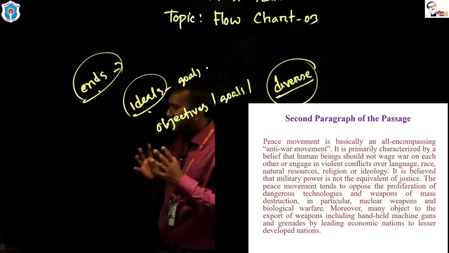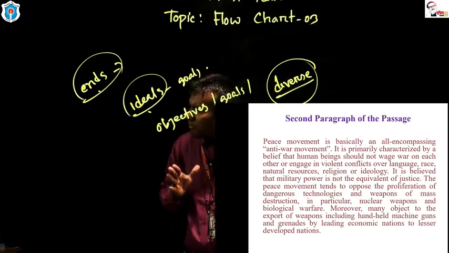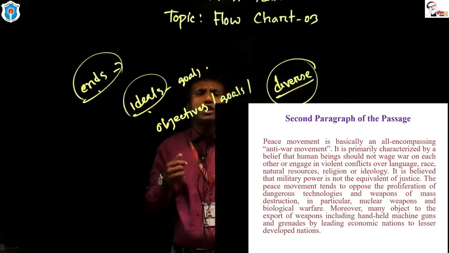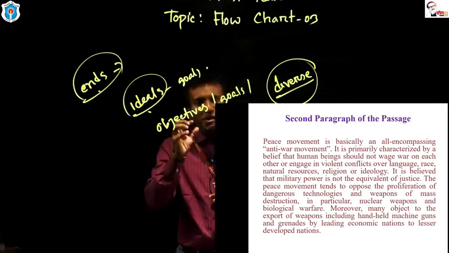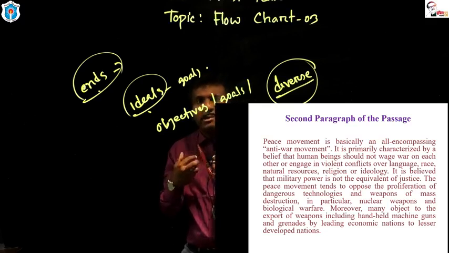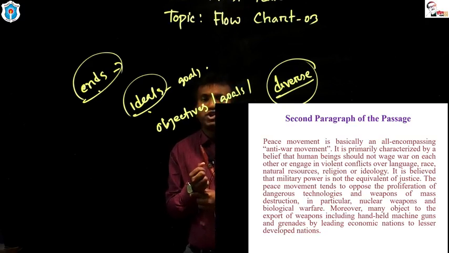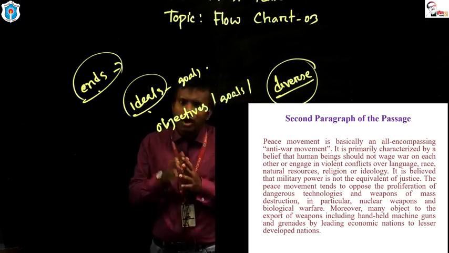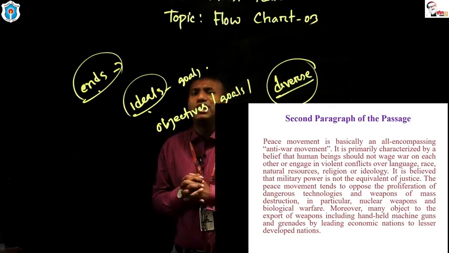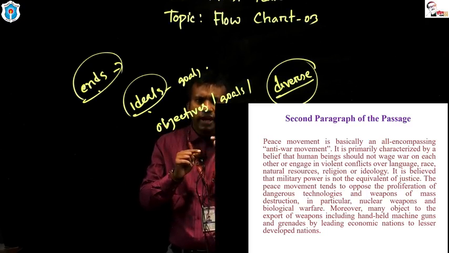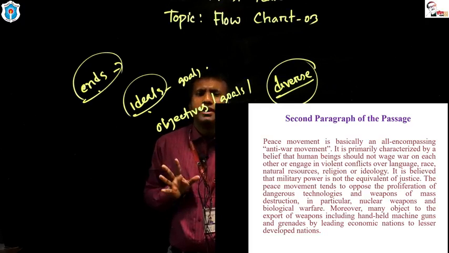Peace movement is basically an all-encompassing anti-war movement. What is the antonym of peace? The antonym of peace is war. So we are fighting against war to ensure peace. That's why you can say peace movement is an all-encompassing anti-war movement. I can simply say peace movement is an anti-war movement. Clear to you?